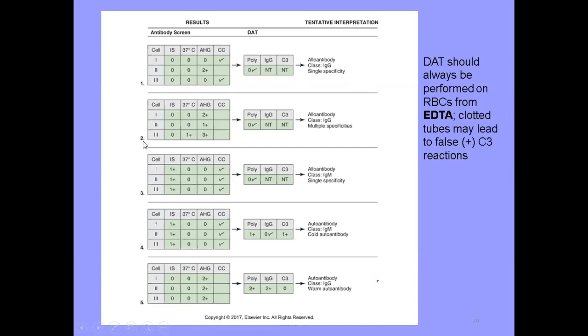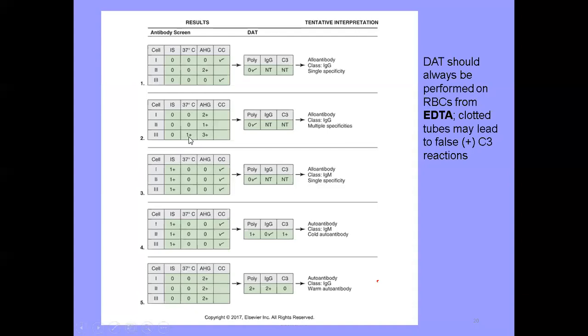We move on to our second example. We see once again negative results all through immediate spin. We look at our 37 degrees C here, and we can see that there is a 1+ reaction only with screening cell 3. When we move on to AHG, we see some additional reactions cropping up. Now we have a 2+ with screening cell 1, a 1+ with screening cell 2, and the reaction with screening cell 3 has intensified and gotten stronger.